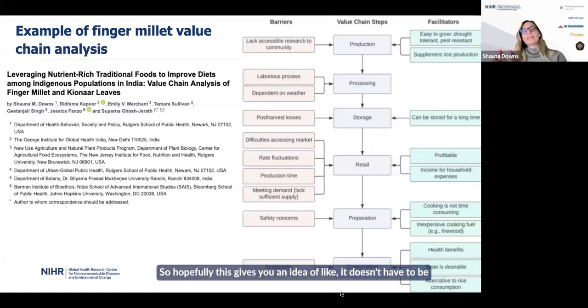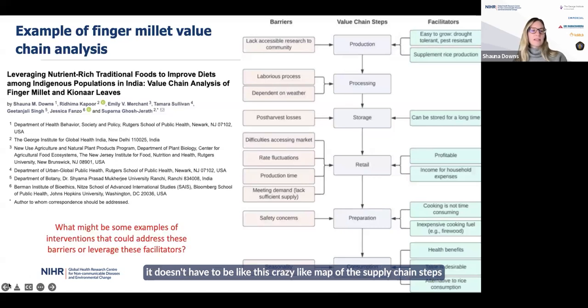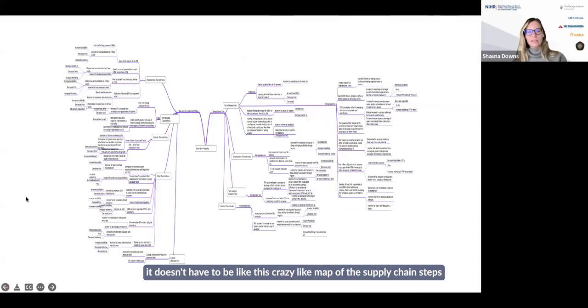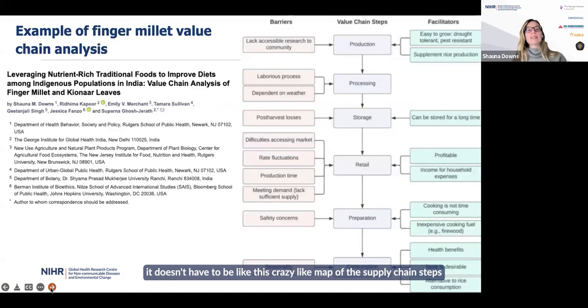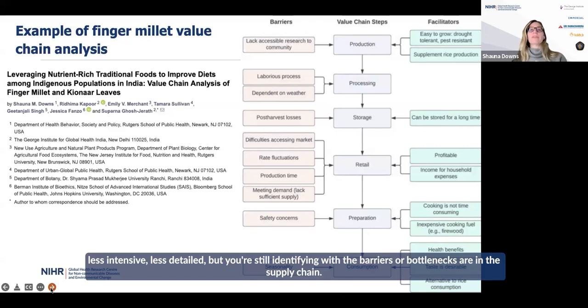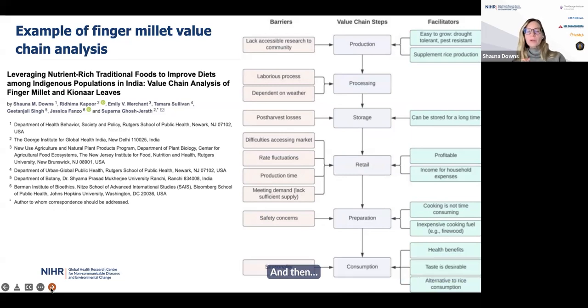So hopefully this gives you an idea that it doesn't have to be this crazy map of the supply chain steps. You can do it in a way that is less intensive, less detailed, but you're still identifying what the barriers or bottlenecks are in the supply chain, and then what you might be able to do to address those.